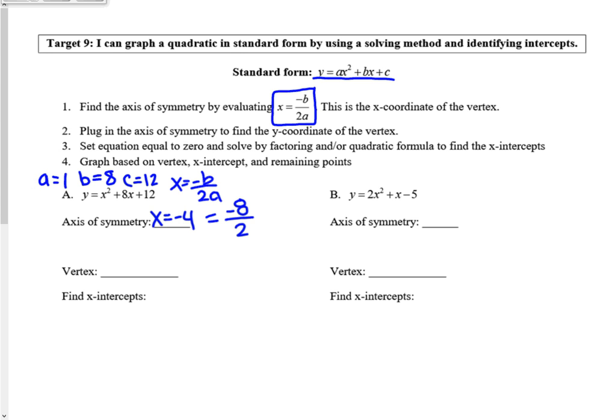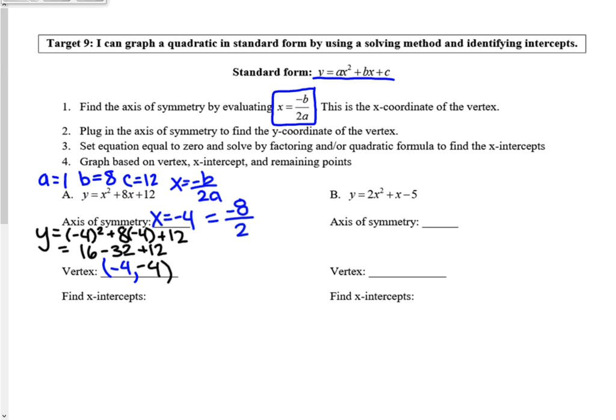So to find my vertex, I know the x value of my vertex is negative 4, but I need to solve for that y value. So I'm going to plug negative 4 into my equation. So I have y equals negative 4 squared plus 8 times negative 4 plus 12. Negative 4 squared is 16. 8 times negative 4 is negative 32 plus 12. Well, 16 minus 32 is negative 16. Negative 16 plus 12 is negative 4. So my vertex here is negative 4, negative 4.